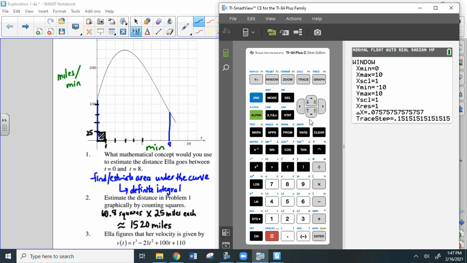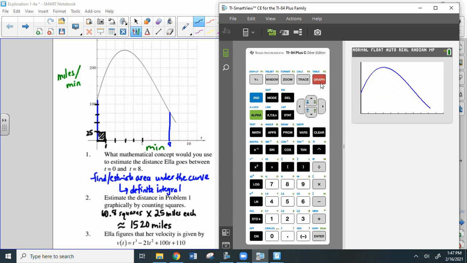So 0 to 11 for the x-axis, and then for the y-axis, it looks like I go from 0 to, let's see, 225, 50, 275, 0 to 75. Okay, and then I'm just going to hit graph.